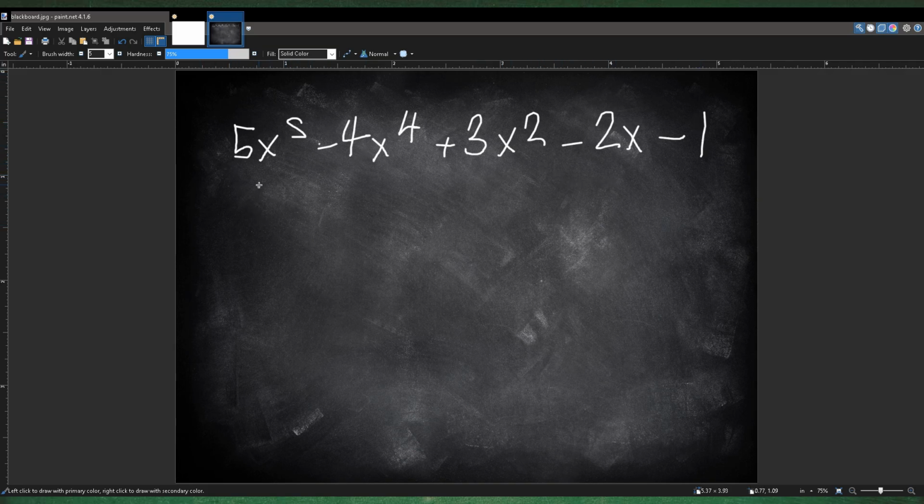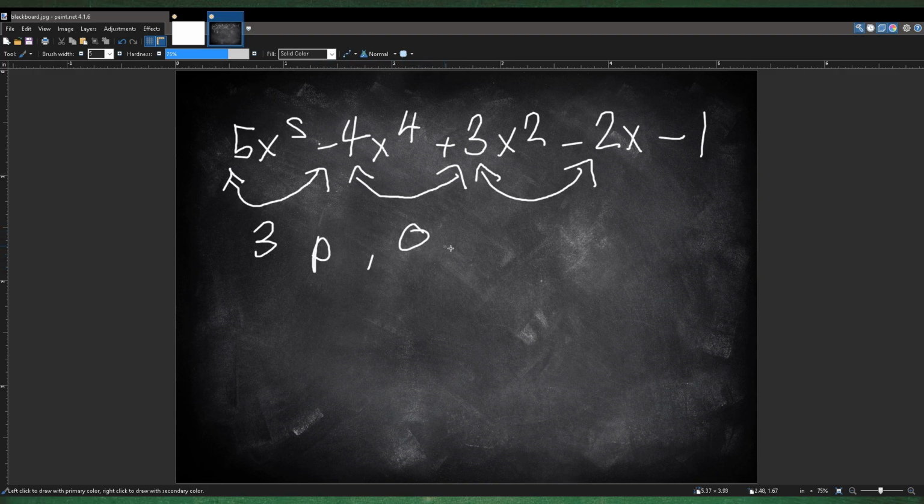So if this is f of x, then we gotta look for the sign changes. There's one sign change from positive 5 to negative 4. Another one from negative 4 to 3, and 3 to negative 2, and negative 2 to negative 1 is not a sign change. So there's three positives. If you subtract 2 from it, then there is going to be 1 positive. You can't subtract from 1 because that makes it negative. So what it tells us is there's either 3 or 1 positive root.